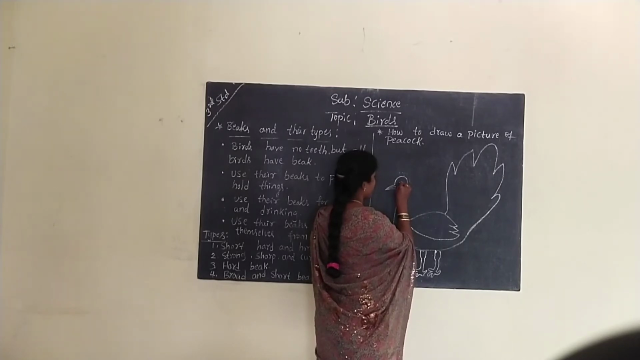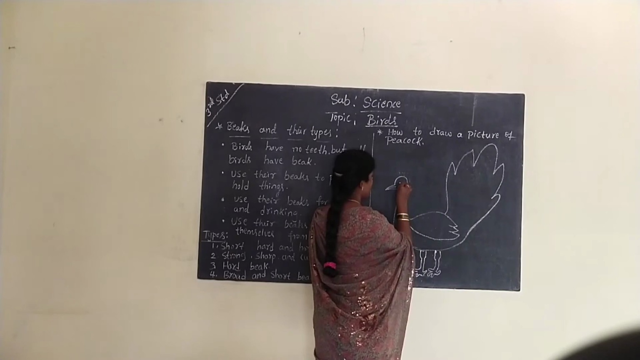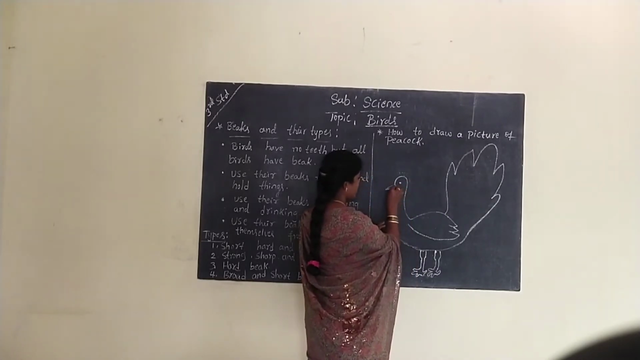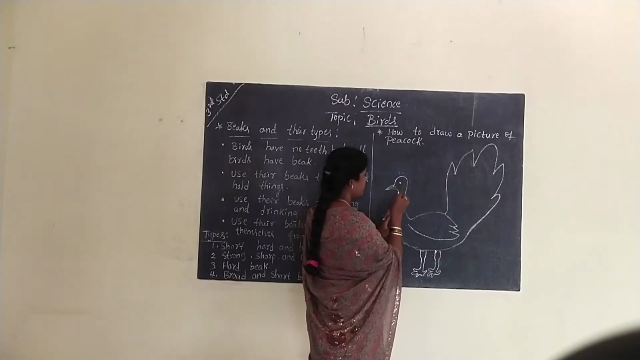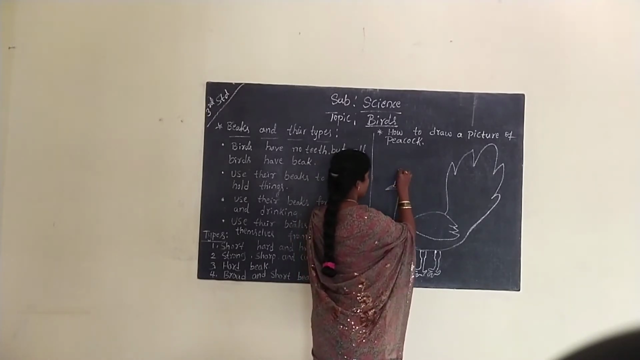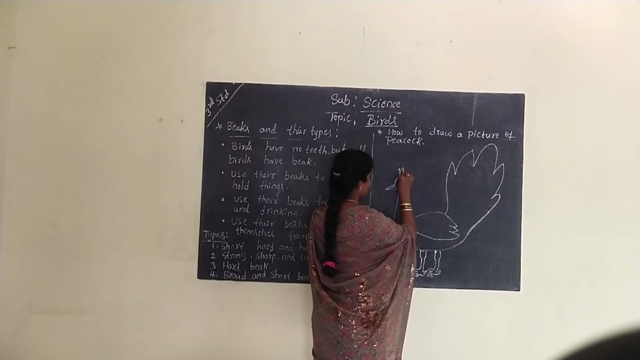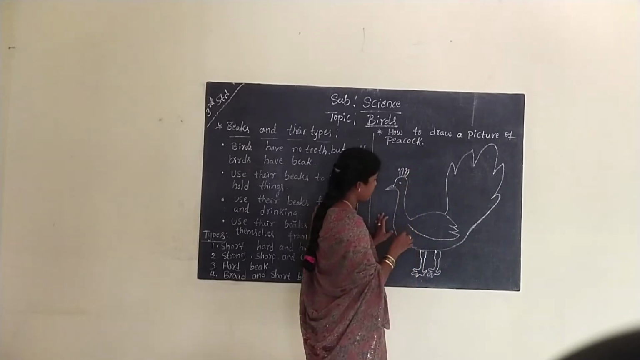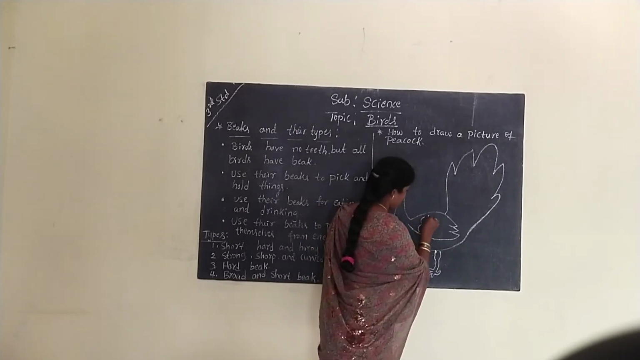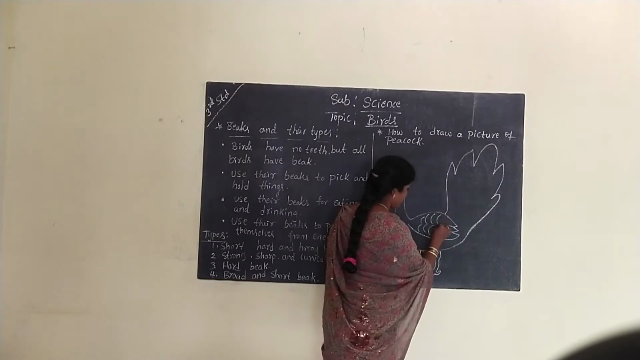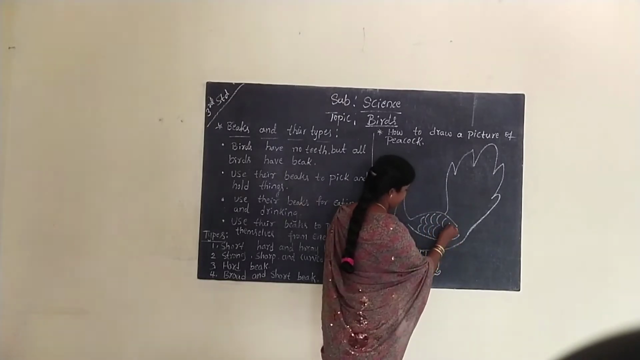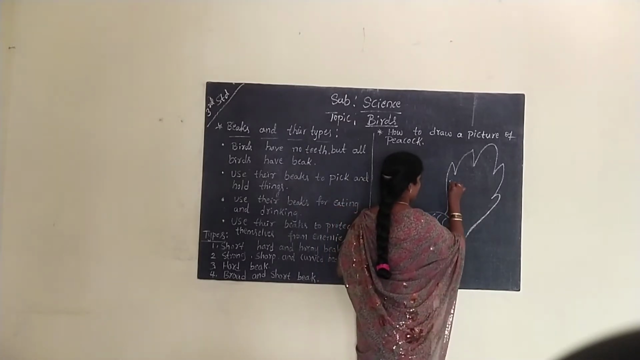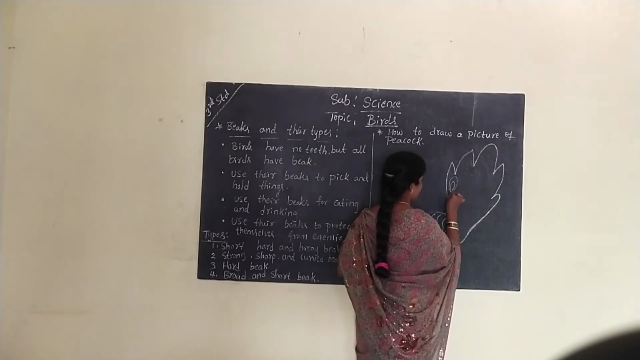Okay. Eye, and here in the beak there is one small hole. Okay, it helps to breathe. Okay. Next, the peacock has a crest on its head. Okay. Next, here, this is the wing. Next, in the tail part, the peacock has colorful feathers.